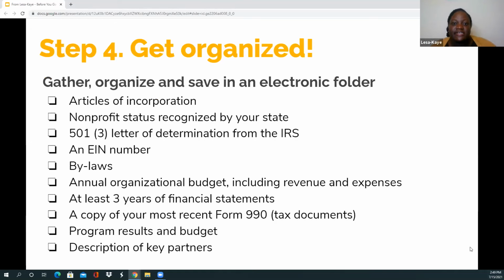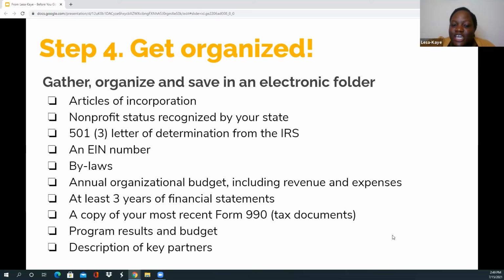And step 4 is to get organized. I love organization, and this is going to make your grant life so much easier. So what I recommend is to gather, organize, and create an electronic folder, whether you use Google or Dropbox or your desktop or wherever. You can label it grant attachments or grant resources or grant files, whatever works for you, and save these key documents in that folder, because you're going to use these documents over and over and over again.